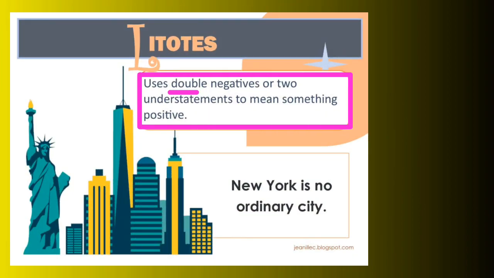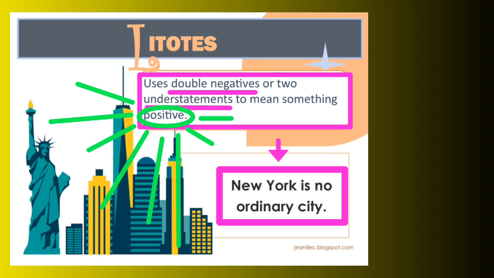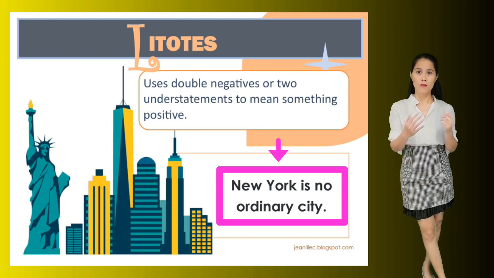Litotes. It uses double negatives or two understatements to mean something positive. New York is no ordinary city. They often say that double negatives are an error in grammar. However, it is acceptable when used figuratively.